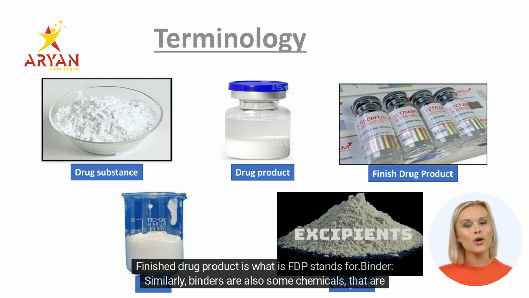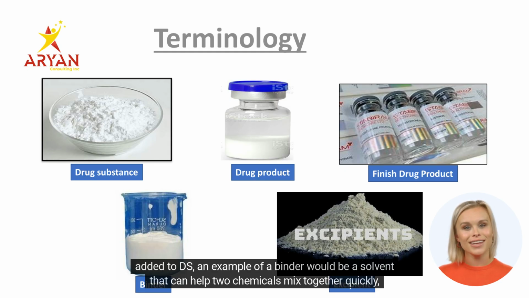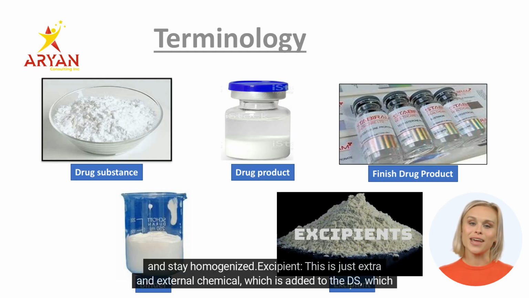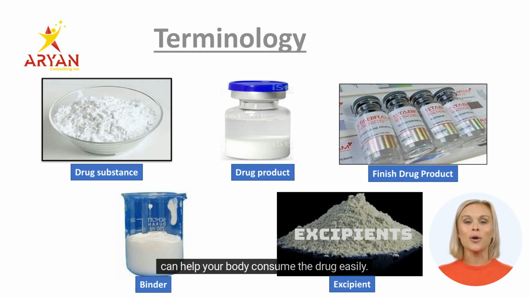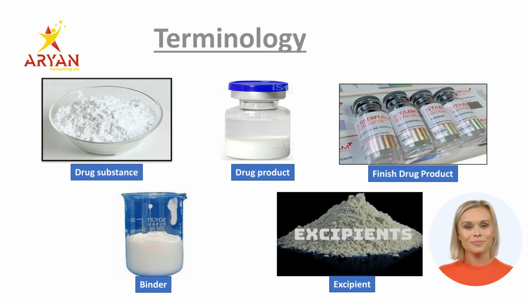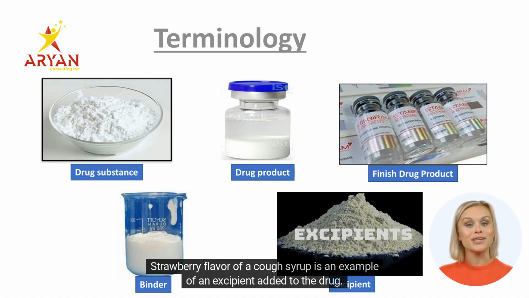Binder. Similarly, binders are also some chemicals that are added to DS. An example of a binder would be a solvent that can help two chemicals mix together quickly and stay homogenized. Excipient. This is just an external chemical which is added to the DS, which can help your body consume the drug easily. Strawberry flavor of a cough syrup is an example of an excipient added to the drug.